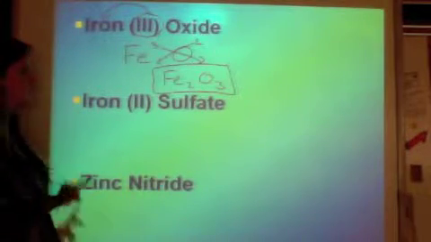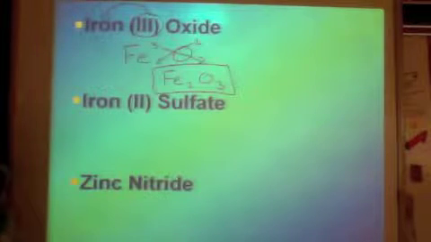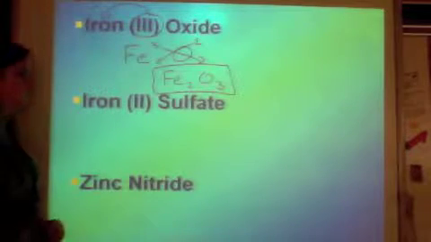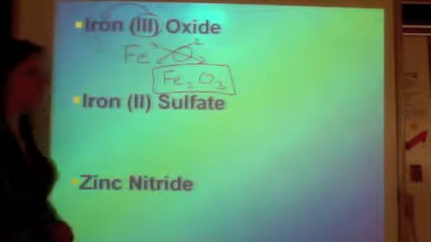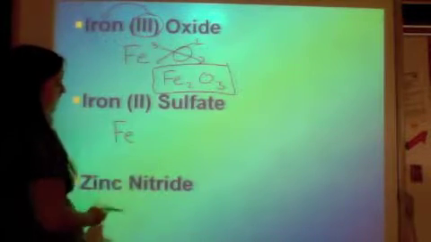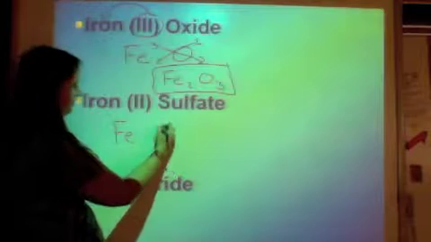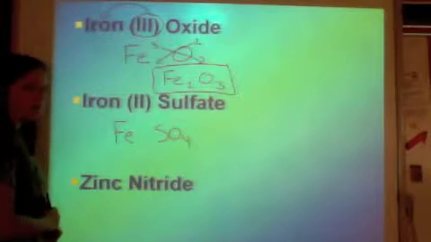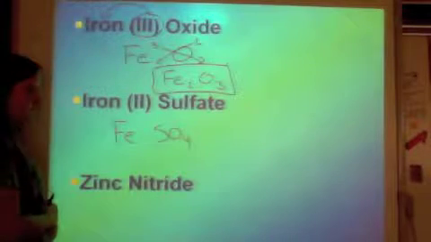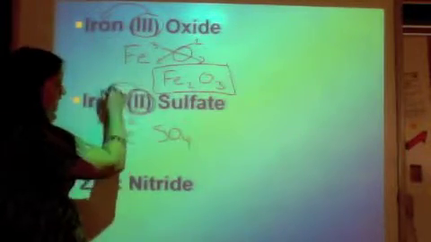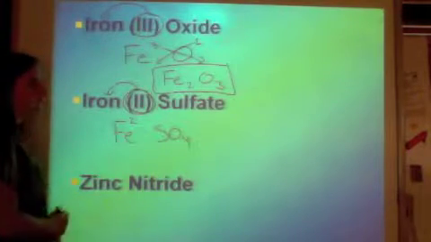Okay, take a second and try this next one on your own. Iron is Fe, sulfate is SO4. What's the charge of Fe? How do we know the charge of Fe? The Roman numeral tells you the charge of the metal, so it's 2.